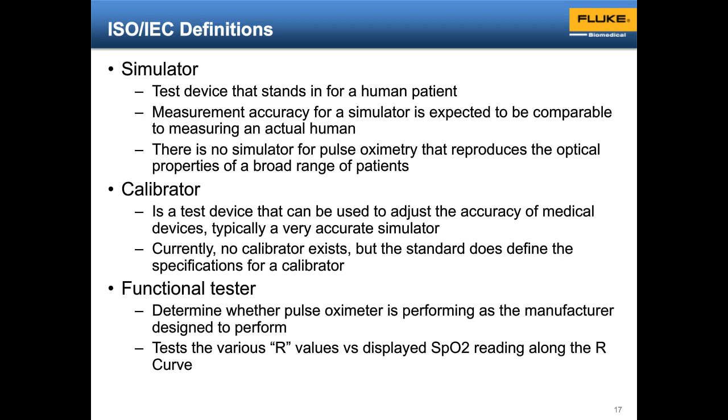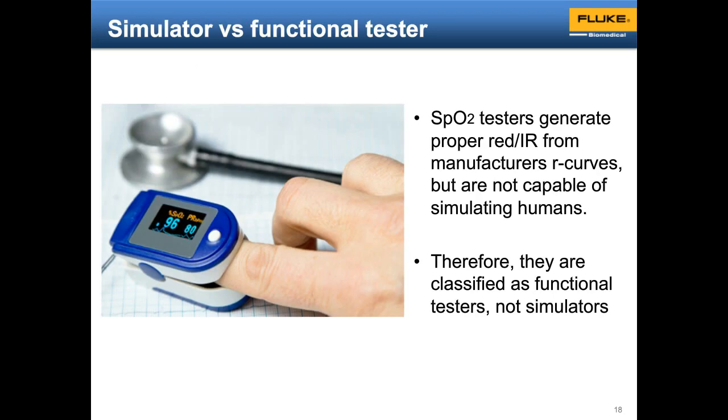So, simulator versus a functional tester again. The SpO2 testers generate proper red and IR curves from manufacturer R curves, but are not capable of actually simulating humans. Therefore, they are classified as functional testers, not simulators.